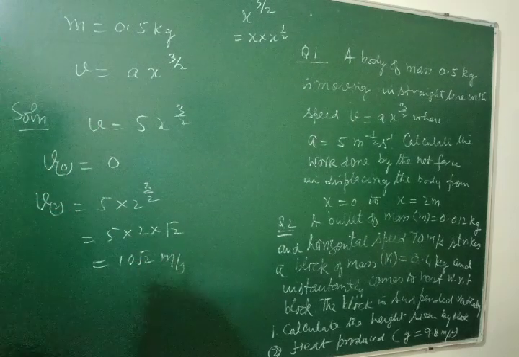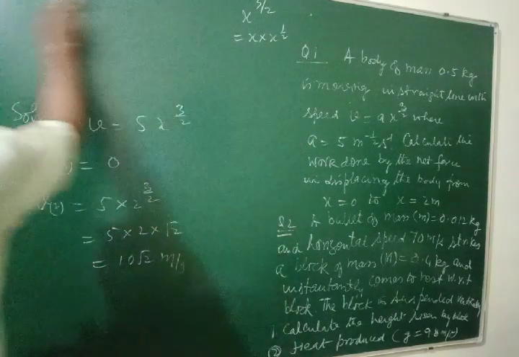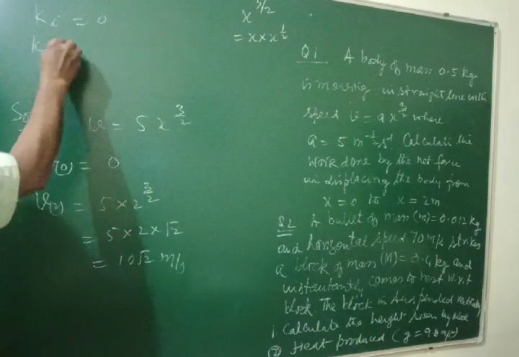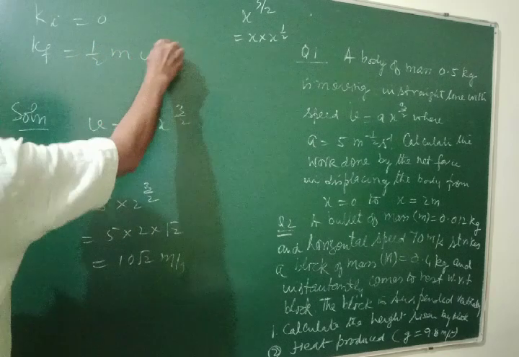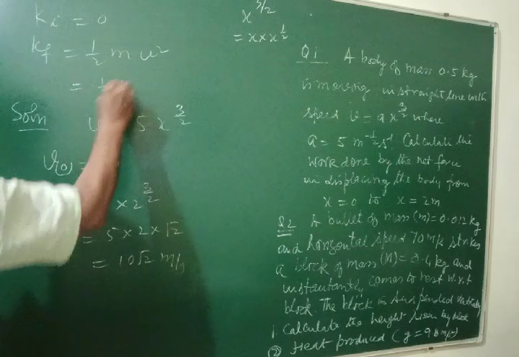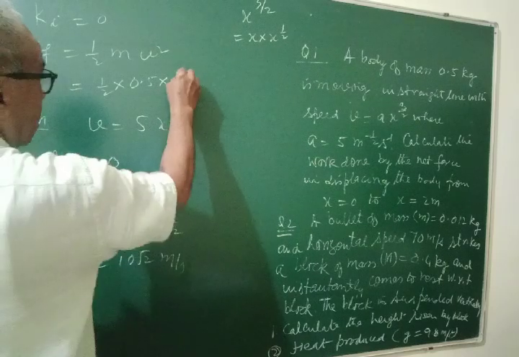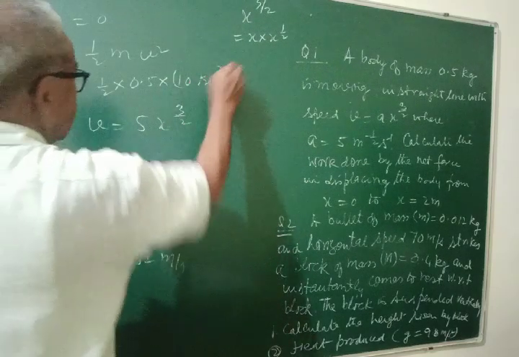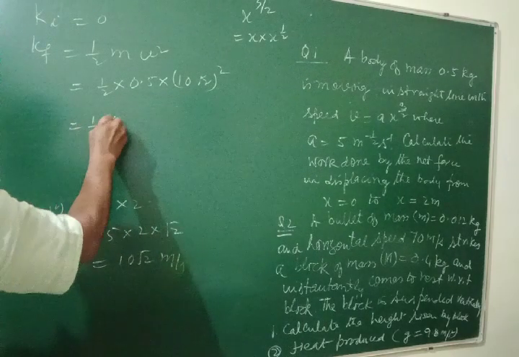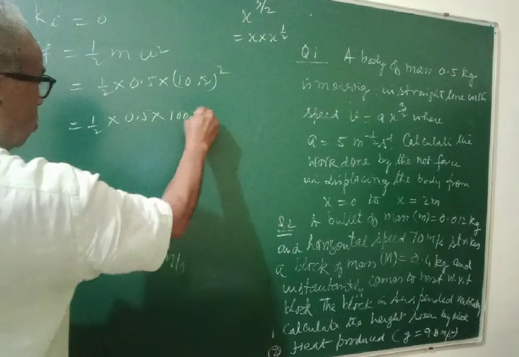So, change in kinetic energy. Initial K is 0, because v is equal to 0. K final is half m v square, half into mass 0.5 into 10 root 2 whole square. How much will it be? 1 by 2 into 0.5 into 100 into 2. This 2 cancels. It is simply 50 joule.